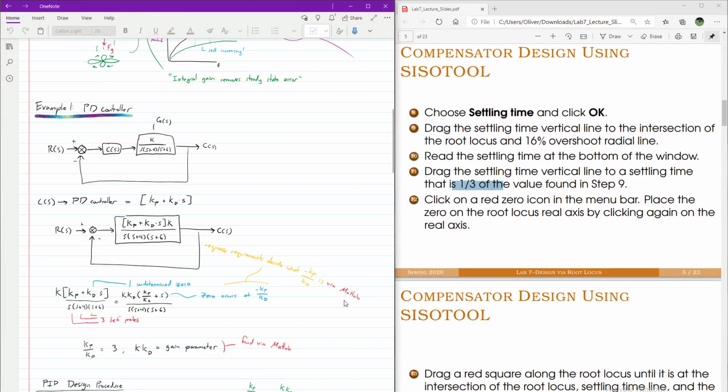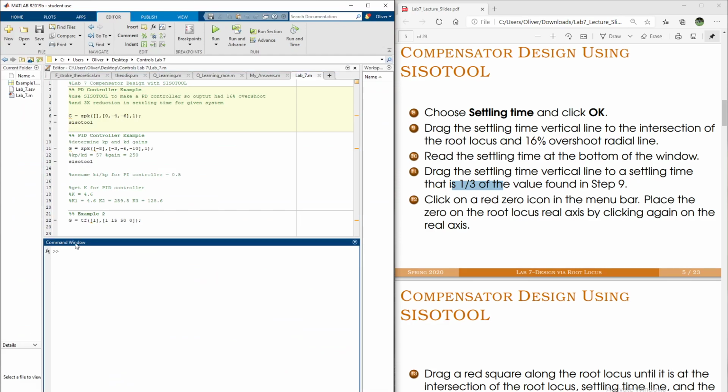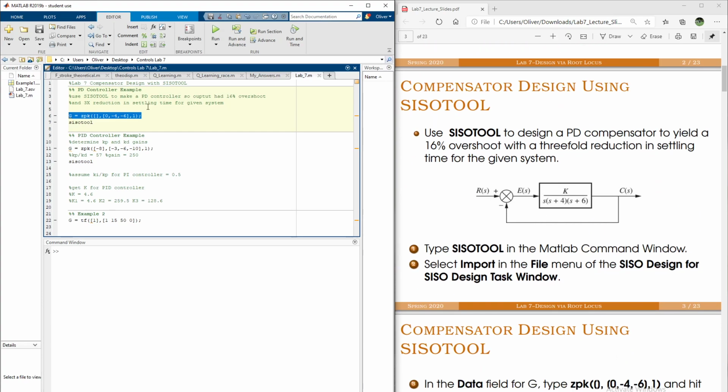Looks like I already had some stuff open, so I'll just restart this. So firstly, I'm going to enter in my G, and I'm going to do it in a new format called ZPK, and this is just like the TF function, but this is better if you have factored things because that's just what you input. You input the zeros, the poles, and any loop gains. And so if we did a transfer function, it'd still work, of course, but you need to FOIL this out. I don't want to do that. I'm just going to input the zeros and poles.